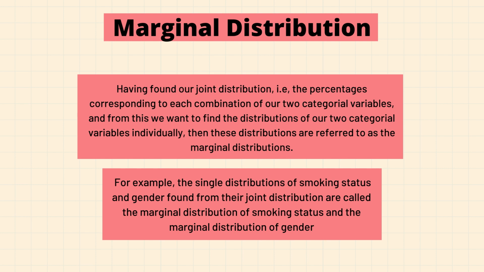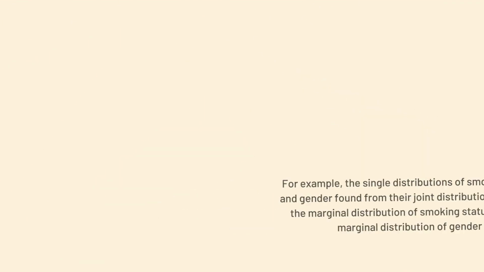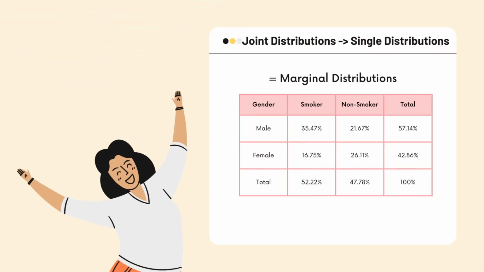These are the marginal distributions, so we are looking for the marginal distribution of gender and the marginal distribution of smoking status. A way of remembering is that if we have the joint distribution and we are going from that to the single distribution of our variables, then we are looking for the marginal distribution. To find the marginal distributions, we go back to our relative frequency contingency table. The marginal distributions are found in the outer margins of the table, which is another good way of remembering how to find them.